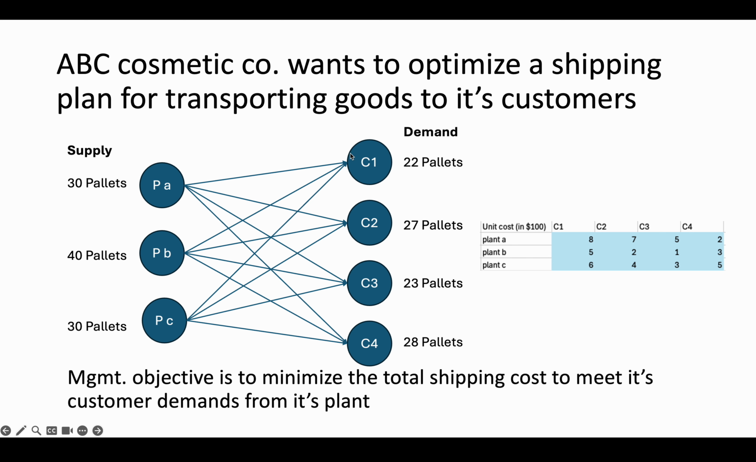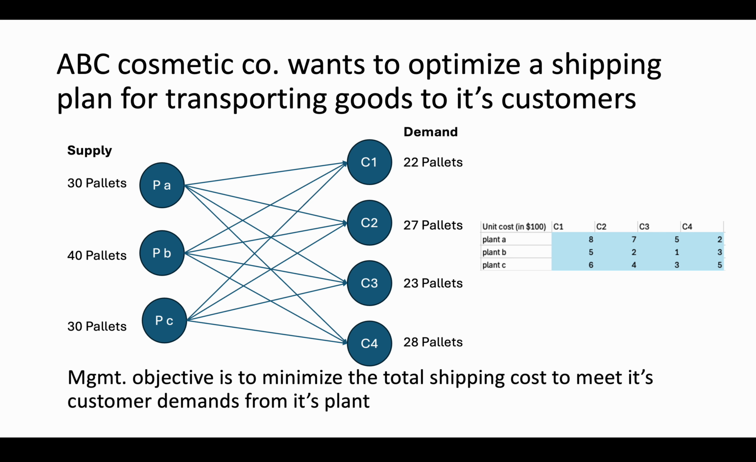Each arrow in the figure represents a shipping route in the network. The management's objective is to determine how many pallets need to be shipped on the different shipping routes connecting the plants and the customer nodes to minimize the total shipping cost.